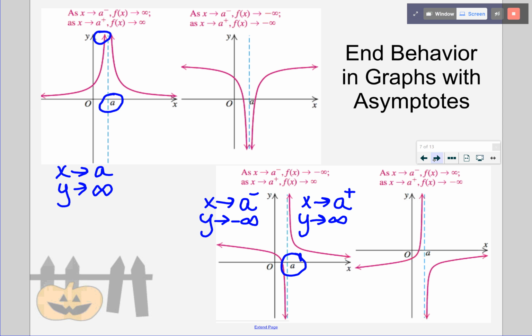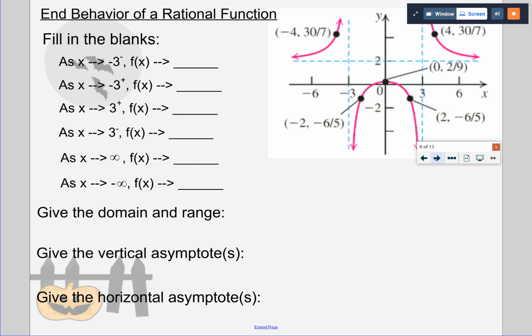All right, so we're going to do this next picture together, and then you guys are going to practice on your big idea worksheet in a minute, okay? So I have a graph of a rational function here. We are going to name 6 end behaviors from this graph. We're going to give its domain and range, vertical asymptote, horizontal asymptote, all the things from the picture.